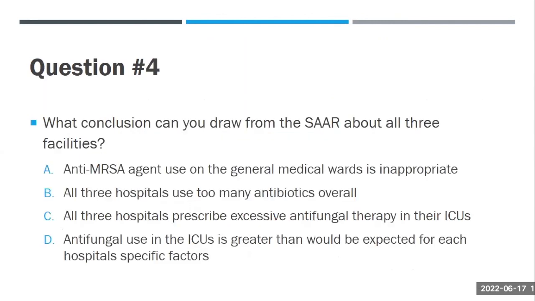So in talking about that data set and looking at the top 10 SAARs, what conclusion can you draw about all 3 facilities? A show of hands: would it be A, anti-MRSA agent use on the general medical wards is inappropriate? Would it be B, all 3 hospitals use too many antibiotics overall? Would it be C, all three hospitals prescribe excessive antifungal therapy in their ICUs? Or D, antifungal use in the ICUs is greater than would be expected for each hospital given their specific factors?